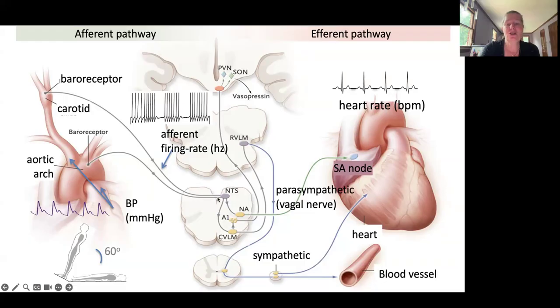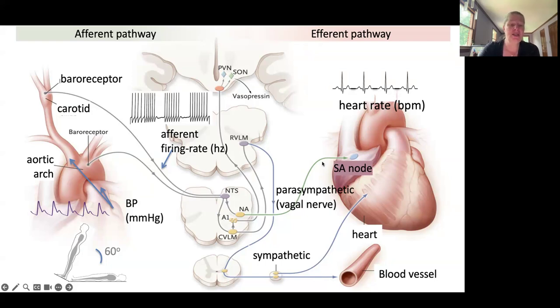They send signals to the nucleus of the solitary tract, which is at the bottom of your brain, where it's integrated and then transmitted via the sympathetic system and the parasympathetic system. The parasympathetic system sends acetylcholine via the vagal nerve, which is a very fast response and has an impact on heart rate.